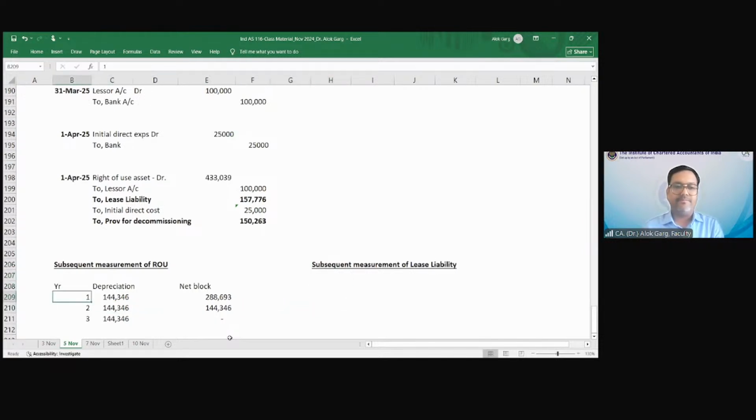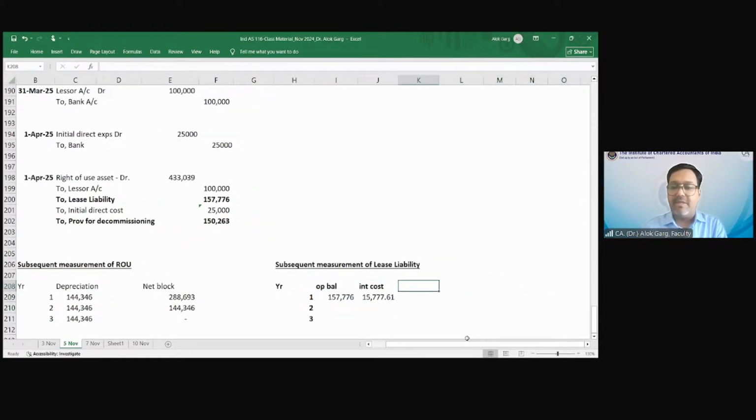We need to increase the interest cost for the lease liability each year. Year 1 to 3. What is my opening balance of lease liability? 157,776 at the commencement date, right? What is my interest cost? At the rate of 10%. So basically, the rate on which you have discounted, you will unwind the discount. So what is my interest cost? This multiplied by 10%.